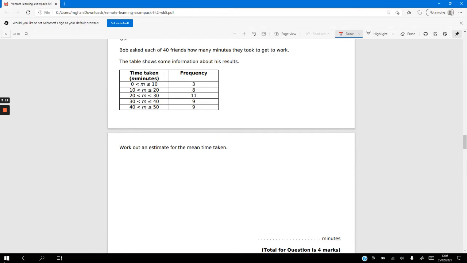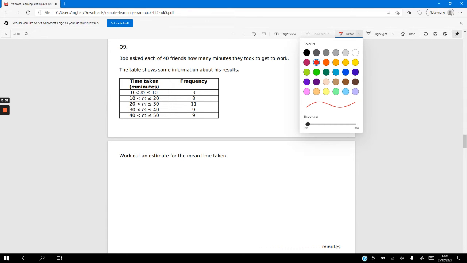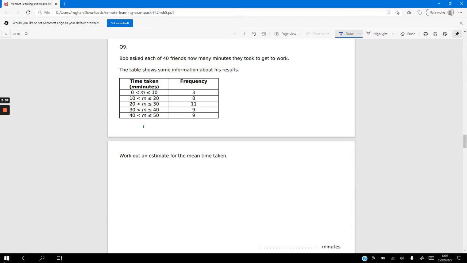Now, question 9. Bob asks 40 friends how many minutes they took to get to work. The table shows some information about his results. Work out an estimate for the mean time taken. Now, this question is different from the previous question that we looked at, where I found the mean from a table, because I've got groups here that I need to deal with.